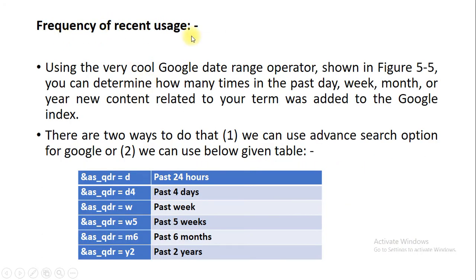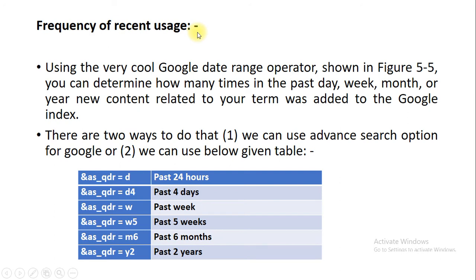Frequency of recent usage. Frequency can be set using hours, days, weeks, months or years. So here are the short forms which we have listed. Ampersand tbs equals qdr:d means the past 24 hours. This represents 4 days, this represents a week, this represents 5 weeks, this represents 6 months, and y2 represents 2 years.